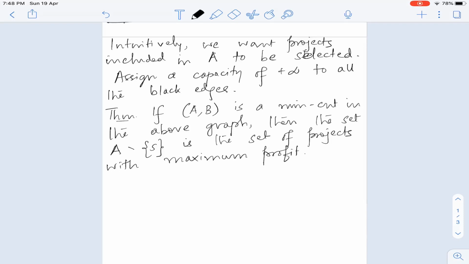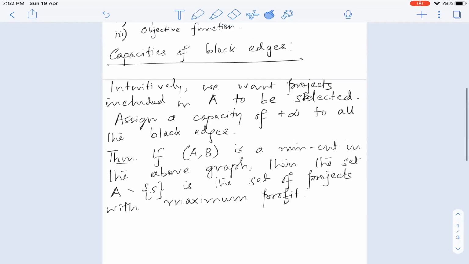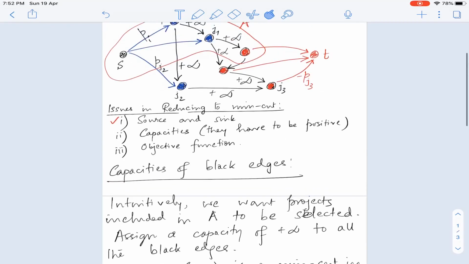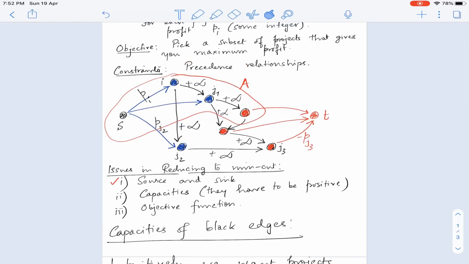Okay, and this is what we are going to sort of prove in the next video. Okay, so in the previous two videos, remember we had introduced the project selection problem, and we showed a reduction of that problem to finding the minimum cut in a certain network.